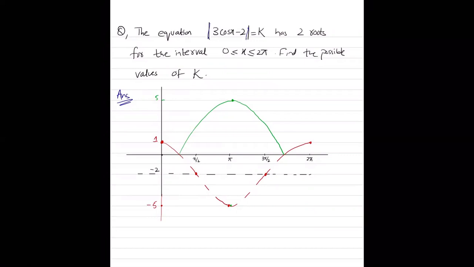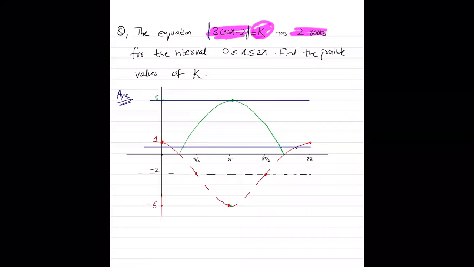So we need to find, we have just drawn this, and this equals k has two roots. Now we are going to see where our graph is intersecting the curve. I'm going to treat k as a horizontal line, and if I draw a horizontal line over here, can you see it intersects at 4 points? If I draw a horizontal line at 5, if the value of k was 5, it's just going to have one root.